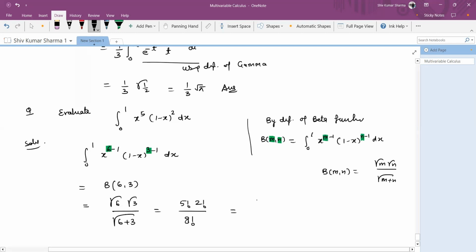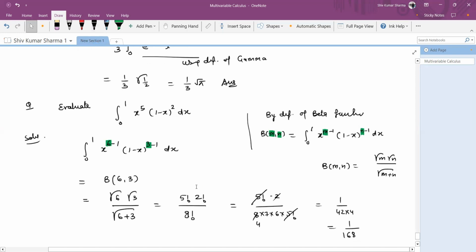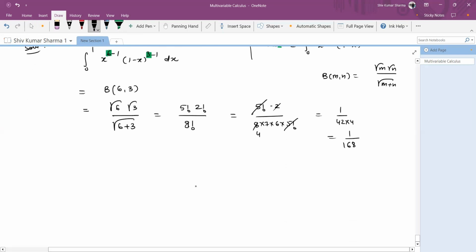When we simplify this, factorial 5 into 2 upon 8 into 7 into 6 into factorial 5. So factorial 5 and factorial 5 cancel. 2 fours are 8, so this gives us 1 upon 7, 7 sixes are 42, 42 into 4, so this gives us 1 upon 168. So this is our answer. The problem is based on the direct definition, so if we practice the questions, we can solve them easily.